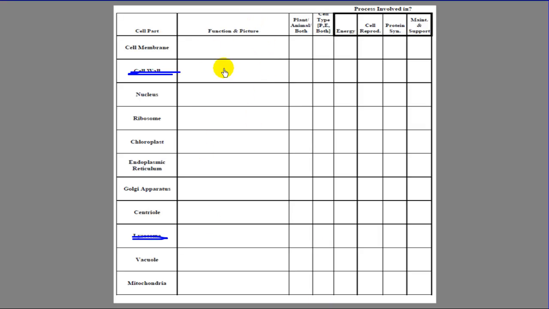But the rest will be, and you're going to be looking to fill in the structure and function in this column, whether these cell parts are in animal or plant cells or both, that's the cell type, whether you find these cell parts in prokaryotic cells, eukaryotic cells, or both, and then finally making a little check mark to keep track of what process they're involved in. If it's involved in energy production, you give it a check. If it's involved in cell reproduction, you give it a check. If it's involved in protein synthesis, you would give it a check. Or if it's involved in the cell maintenance of a cell or support of a cell, you give it a check. So a real simple format to take the notes in as you go through the video.